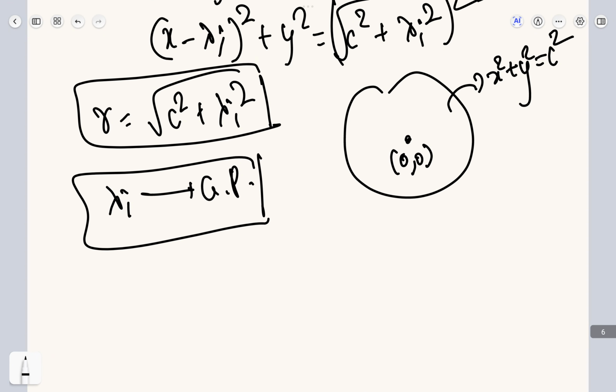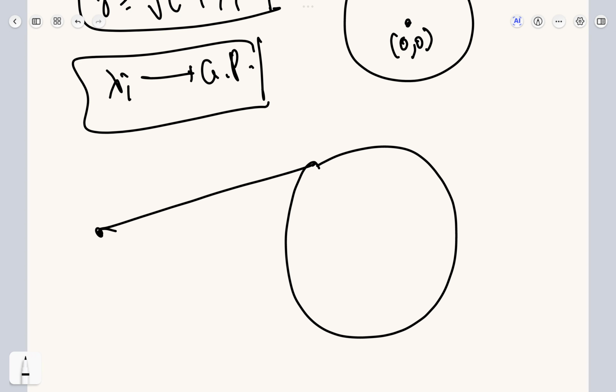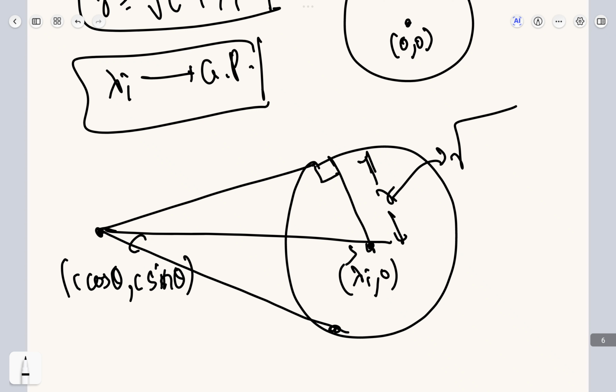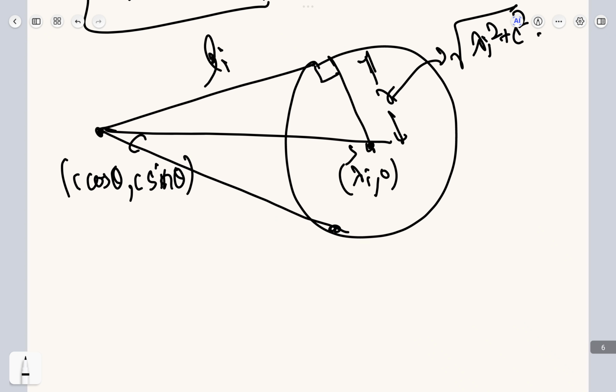Yeah. So I'll just take any parametric point c cos theta comma c sin theta, and let's just form tangents. This is lambda I comma 0. This is just a tangent. No, sorry, my bad, this is not lambda I. This is any general point c cos theta, c sin theta, and you have this to be the radius, which was root lambda I squared plus c squared, and this is the Li, right? So I need to find Li.